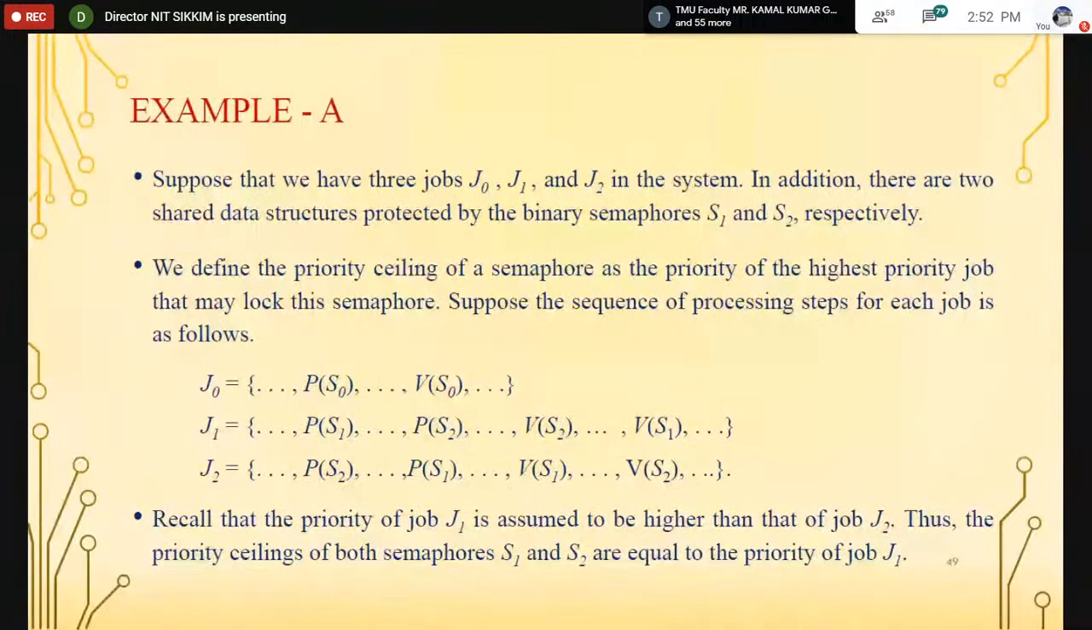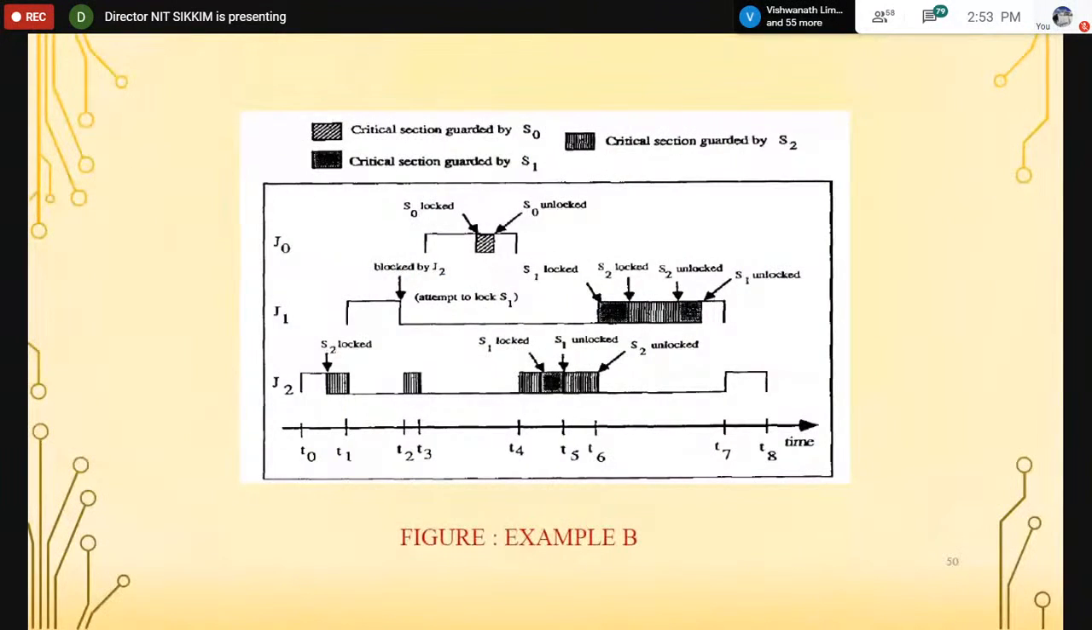Now the rule says that whenever a job comes and demands a resource, access will be given only if the priority of the job is higher than the priority ceiling of all the locked semaphores. So here, in this case, with PCP, the access to J1 is denied when it requests S1, although S1 was not locked. Why is it being denied?